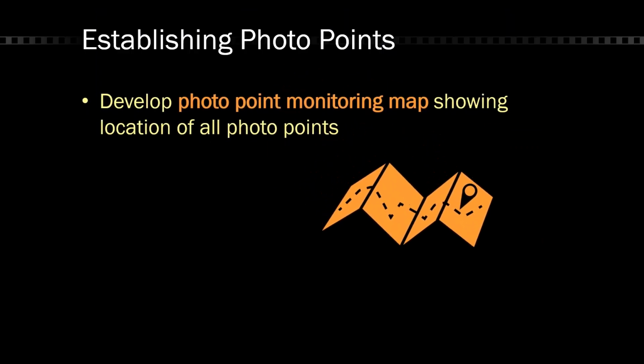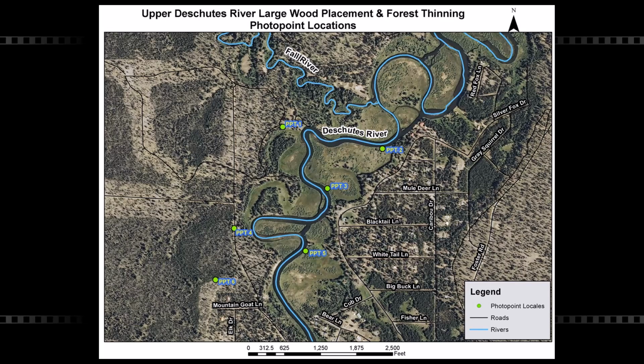Once you've established and marked all of your photo points, you'll need to develop a map showing the location of all the points for the project. The map will need to be submitted to OWEB at the time of first fund request, and will also serve to help others find the points in the future. A photo point map should include recent aerial imagery of the project area, streams, and any roads or highways. The map should be submitted as a PDF document.